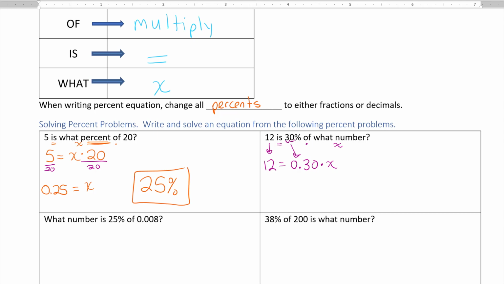So I want to get x all by itself. We have this equation here, and 0.30 is being multiplied by x, so you're going to do the opposite, which is divide. Get your calculator out, and 12 divided by 0.3 is going to be 40. So 12 is 30% of 40. So 40 is your number.